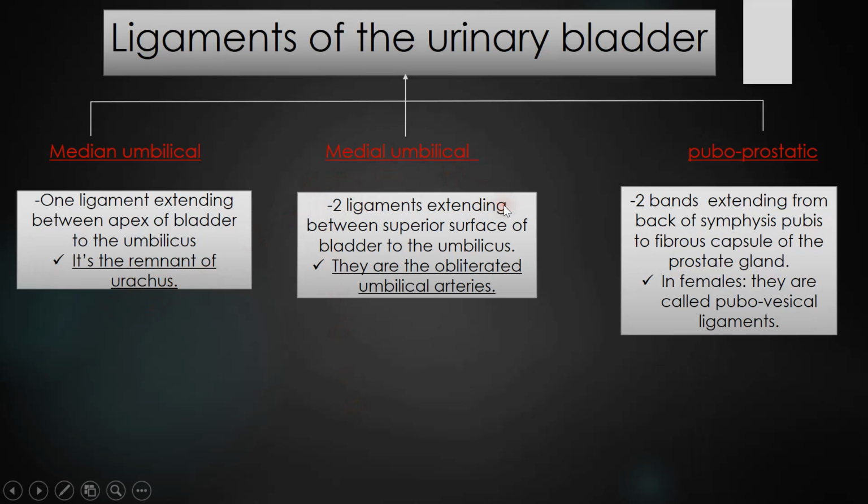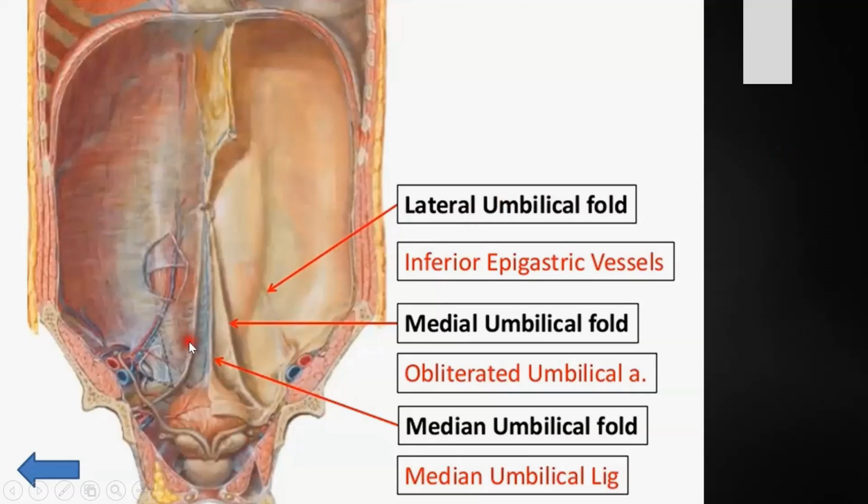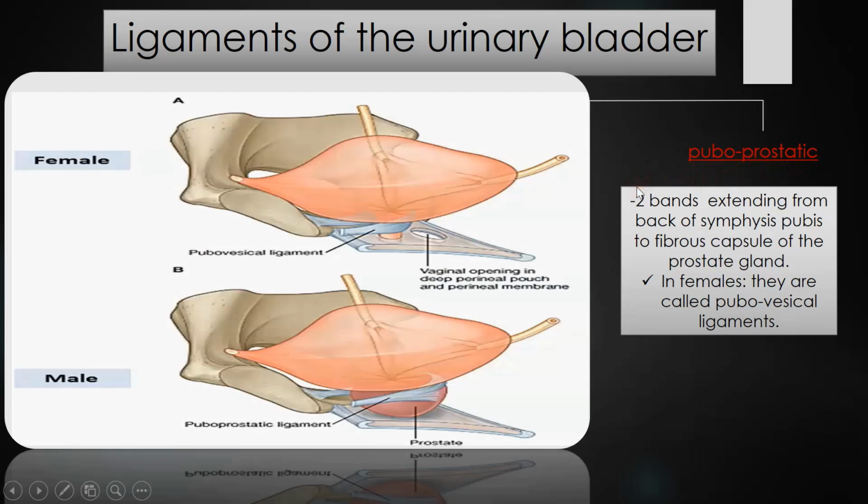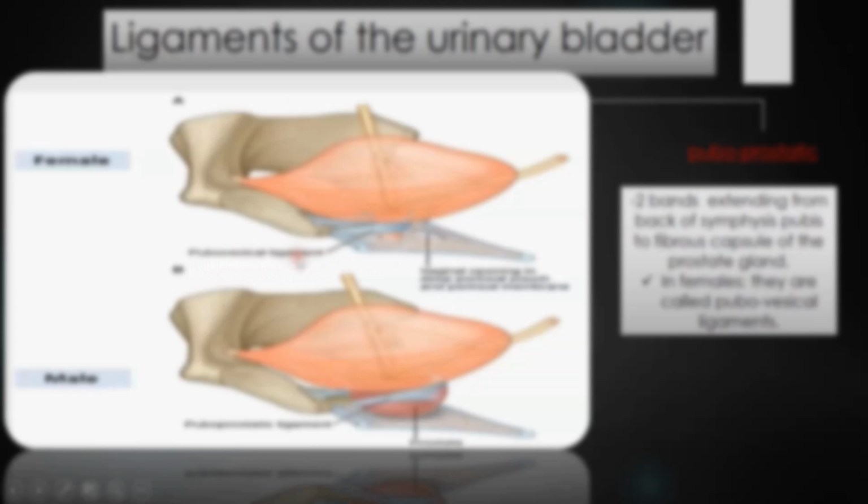Medial umbilical ligament. There are 2 ligaments extending between the superior surface of the bladder to the umbilicus. They are the obliterated umbilical arteries that we have taken before in embryology of fetal circulation. Puboprostatic ligaments. There are 2 bands extending from the back of symphysis pubis to fibrous capsule of prostate. In females, there is no prostate, so they are called the pubovesical ligaments.